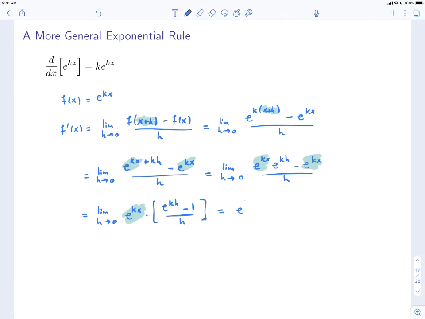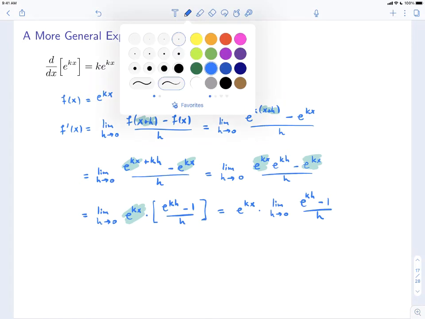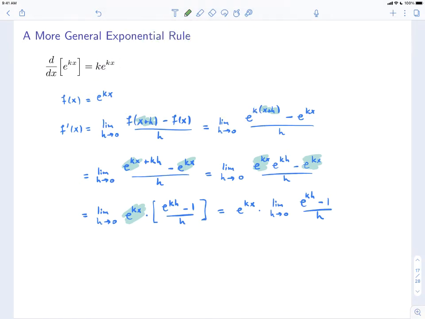So this is e to the kx times the limit as h goes to 0 of e to the kh minus 1 over h. And now we just have to be a little bit careful, because this isn't exactly the same limit that we were looking at before. It's not the limit as h goes to 0 of e to the h, it's now e to the kh. So we're going to do a little algebraic trick. What we're going to do is we're just going to multiply by a k down here.